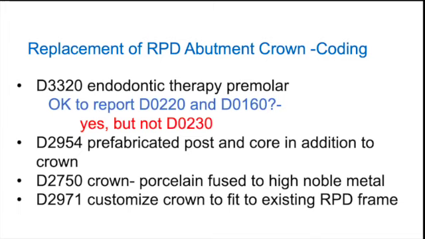Now, that crown's going to have modifications. It's not a standard crown. It needs to be made to fit the clasp that goes around it. Therefore, you can also report D2971, which is customizing the crown to fit an RPD frame. So that is an additional, often overlooked code when you have this scenario for care.